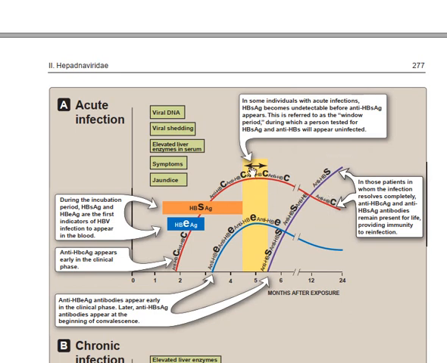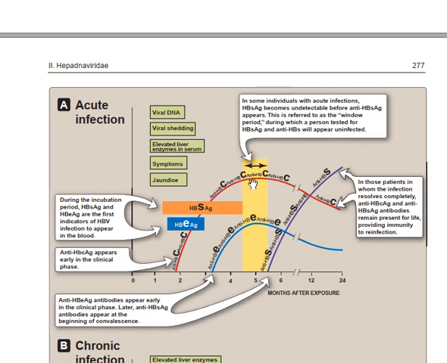But I don't want you to forget about this window period, because it is a time where you can lose the detection of certain people. Certain people can be existing in this period where they don't have the hepatitis B surface antigen, so you cannot say that they are infected, and they also don't have the anti-hepatitis B surface antibody. But in this window period, what is going to tell you that the patient may have encountered hepatitis before is the anti-hepatitis B core antibodies and the anti-hepatitis B envelope antibodies.